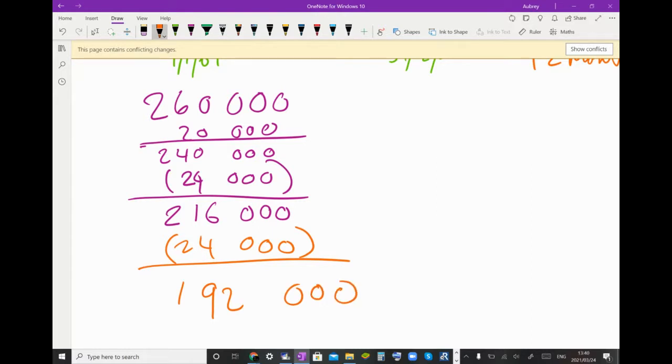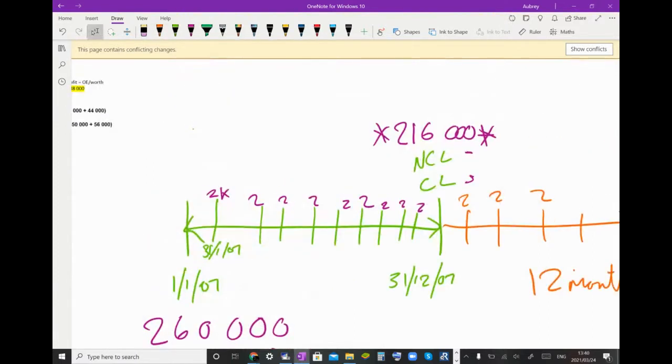192,000. Okay, so now we can answer this question. Of that 216, how much is current? We just calculated it. 24,000, because that 24,000 is due within 12 months. Make sense? So 24,000.